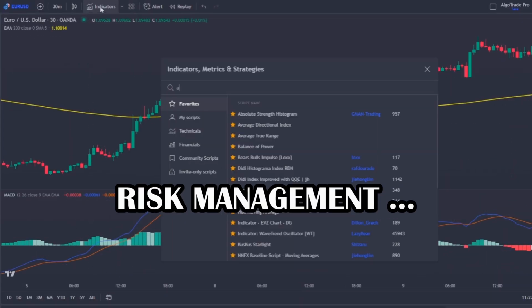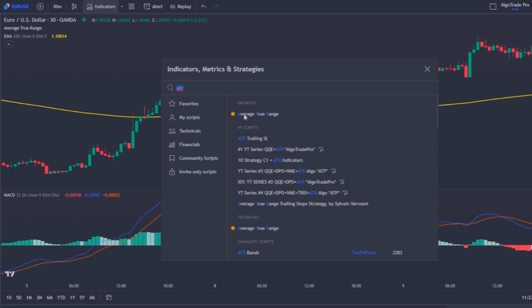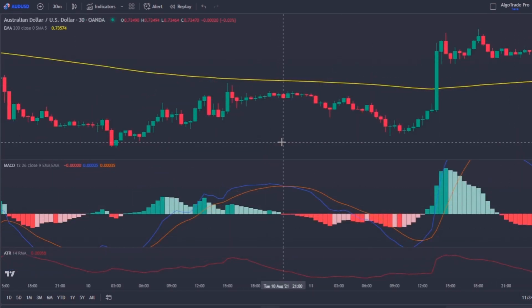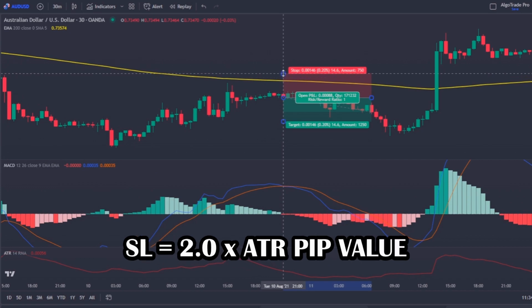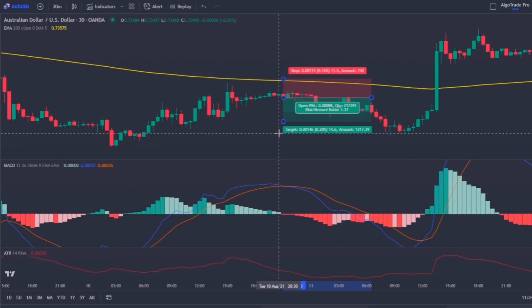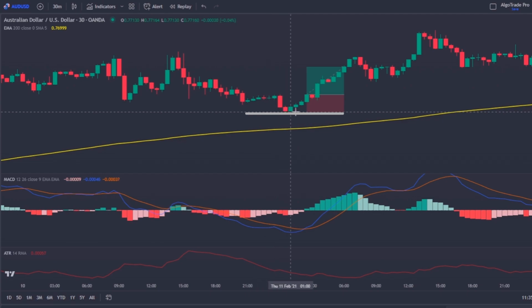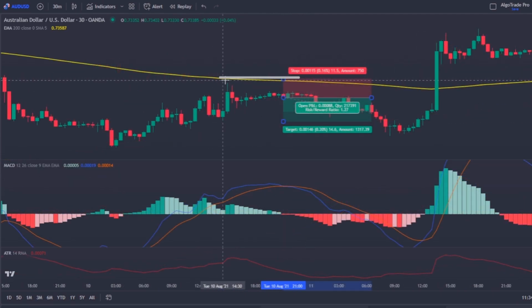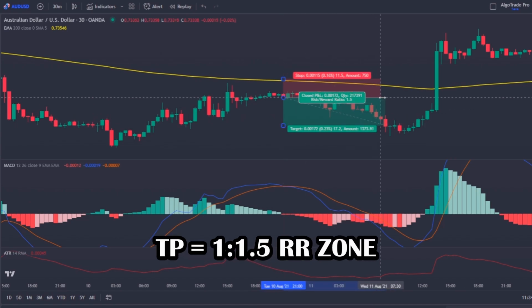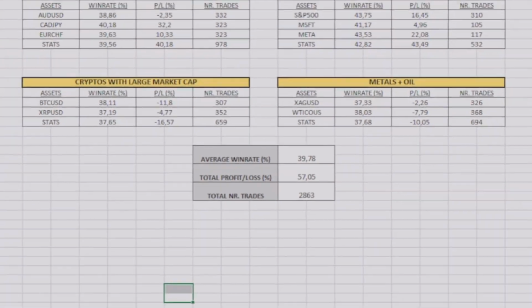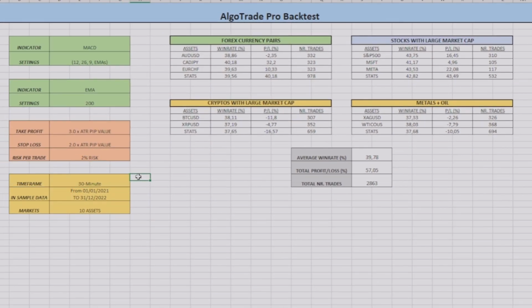For the strategy risk management, the ATR indicator with the default settings was used. For stop losses, the value was calculated based on the formula 2 times the ATR pip value, which often agrees with the last swing low for long positions or the last swing high for short positions. And for the take profits, the value was calculated in order to get a risk-to-reward ratio of 1 to 1.5. The strategy was applied in a 30-minute time frame in a data sample from 2021 to 2022 and on a lot of different markets across the Forex, crypto, stocks and even on the metals and oil markets.